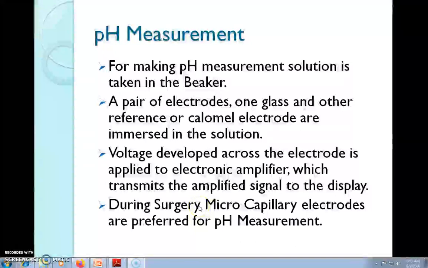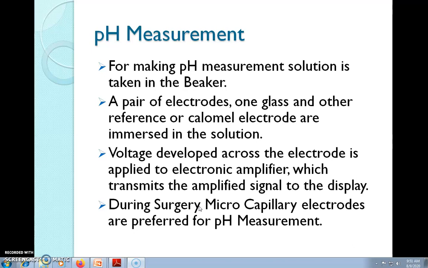Next we discuss pH measurement. For making pH measurements, the solution is taken in a beaker. A pair of electrodes, one glass or indicating electrode and the other a reference or calomel electrode, are immersed in the solution. The voltage developed across the electrodes is applied to an electronic amplifier, which transmits the amplified signal to the display. The pH meter is usually equipped with controls for calibration and temperature compensation.